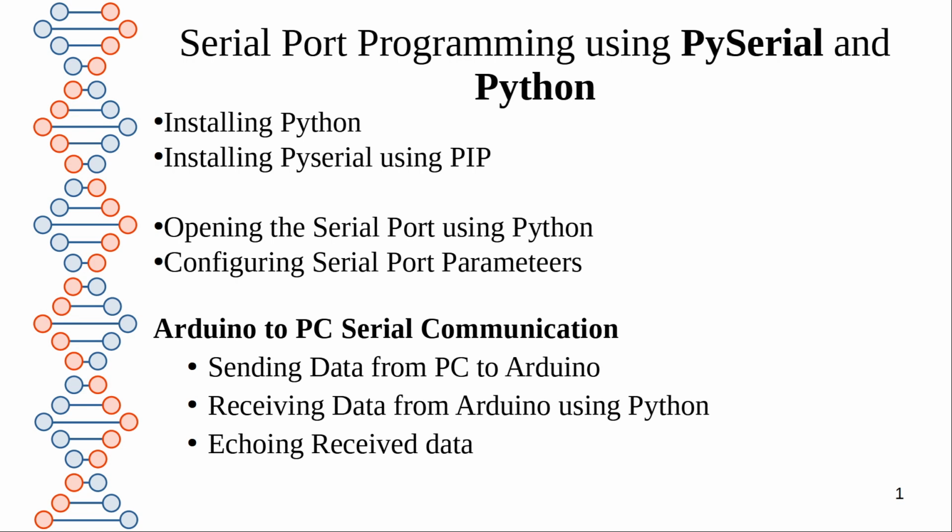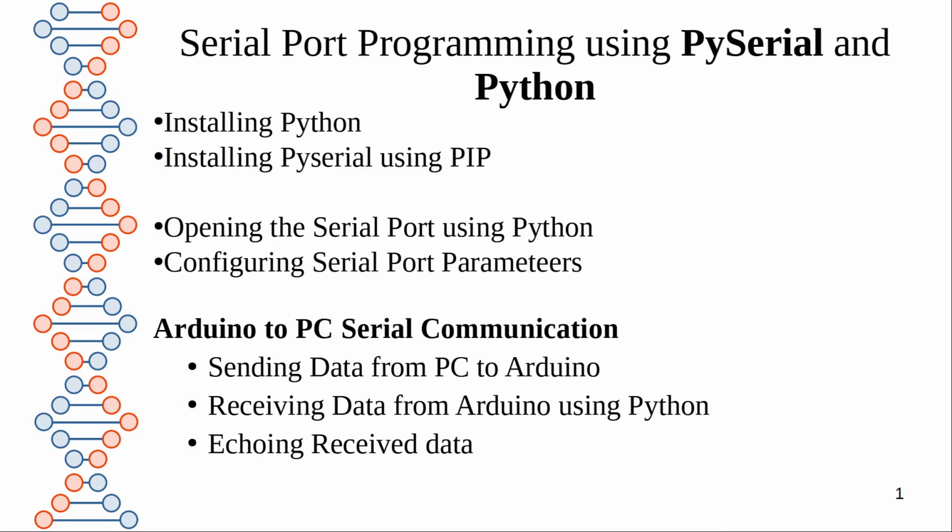Here we will learn how to open a serial port using Python, and then we will learn how to configure the various parameters of the serial port, like baud rate, number of data bits, number of stop bits, etc. Then we will learn how to communicate with an Arduino from a Windows 10 PC using our serial port. We will send data from PC to Arduino first. Then we will make the Arduino blink an LED depending upon the data that has been sent.